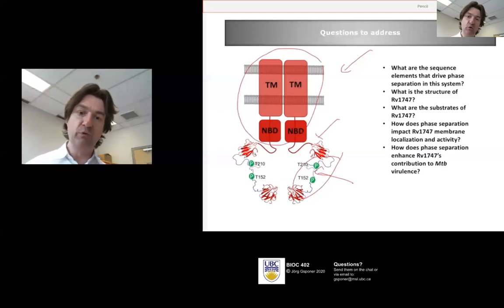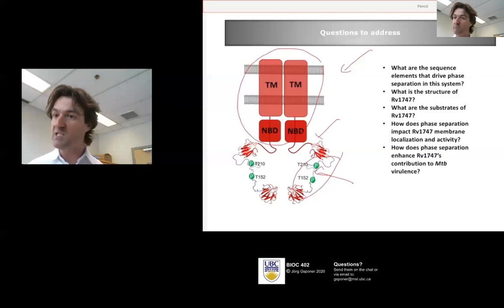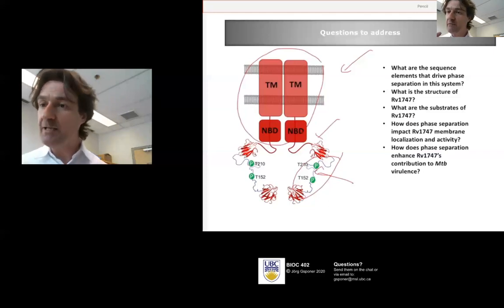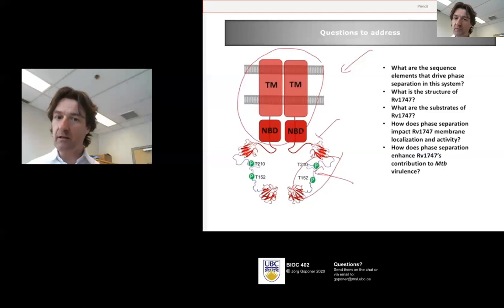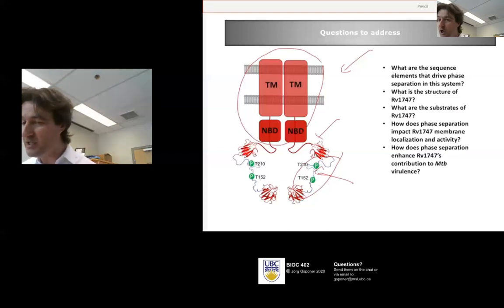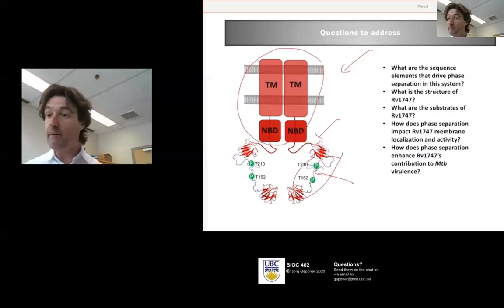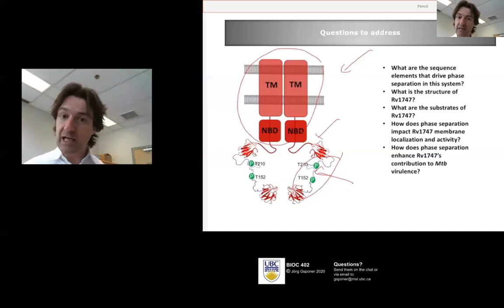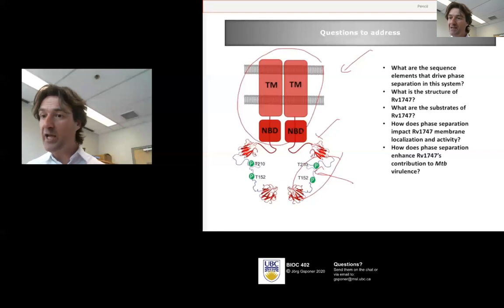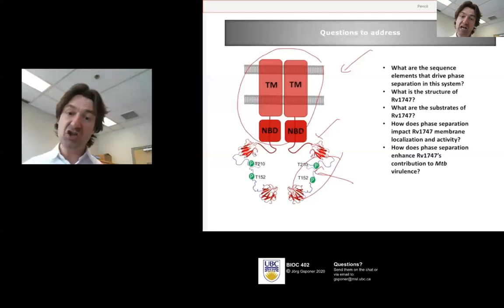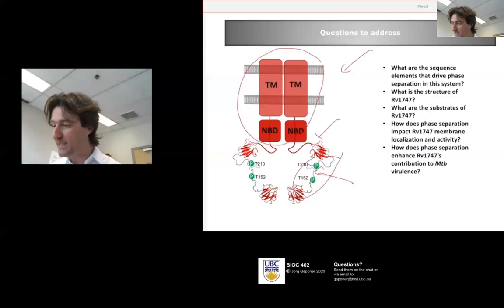And ultimately, the most important question is, how does this phase separation of the cytoplasmic part play out in the bacterium? How does it help the bacterium to be more virulent? How does it affect the activity of the transporter in the bacterium? And how can we ultimately change phase separation and change the activity of this protein? And do we then see an impact on MTB growth when we infect mice?